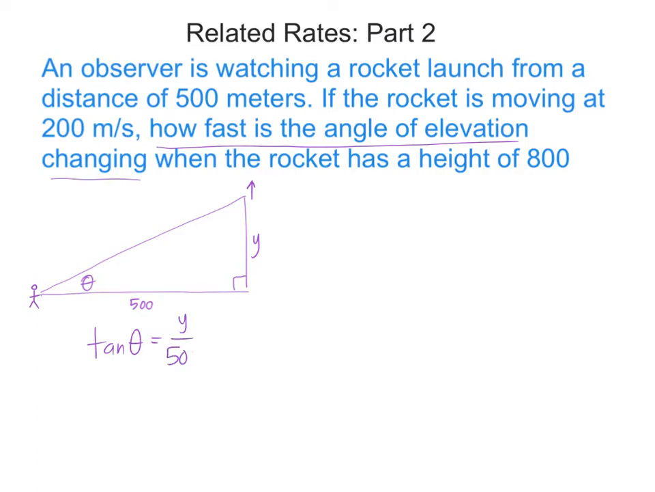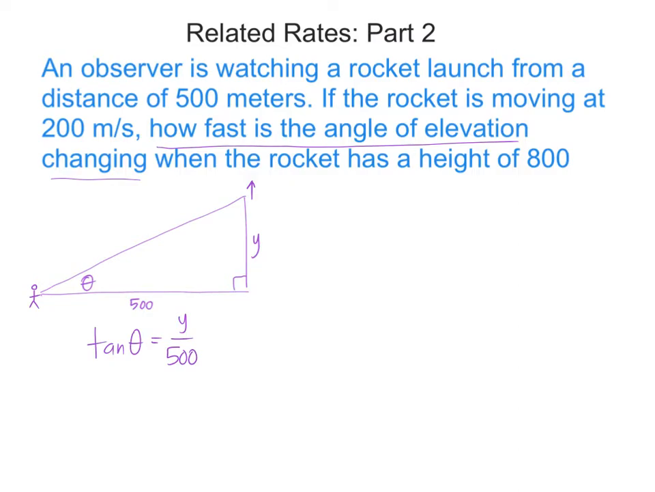500. Now, I don't want to call that 500 like x or something like that, because if there's a quantity that doesn't change, I want to put the number in. I don't want to put a variable in unless it's actually varying. And the two things that are varying are the height of the rocket and the angle at which this person has to look up to see the rocket. So tan theta equals y over 500, always true.